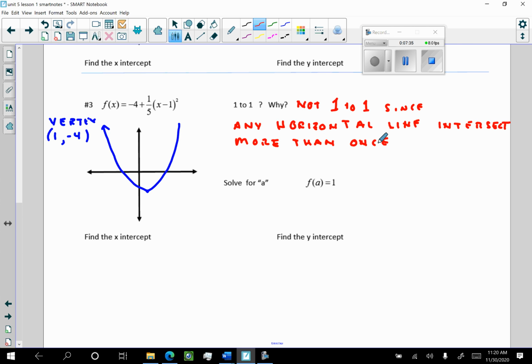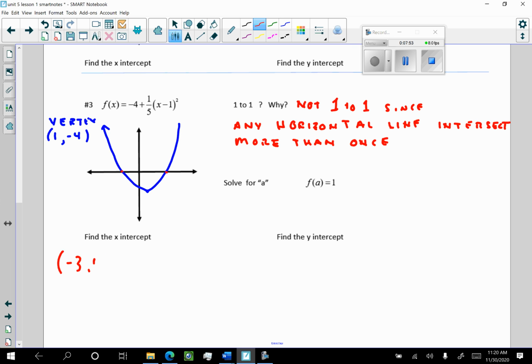Okay? Hey, what are the x-intercepts? I'm going to use my calculator to find the x-intercepts, and I know there is a y-intercept, and I know there are 2 x-intercepts. So I'm going to find my graphing calculator. I've already done that. I'm just going to write them down.